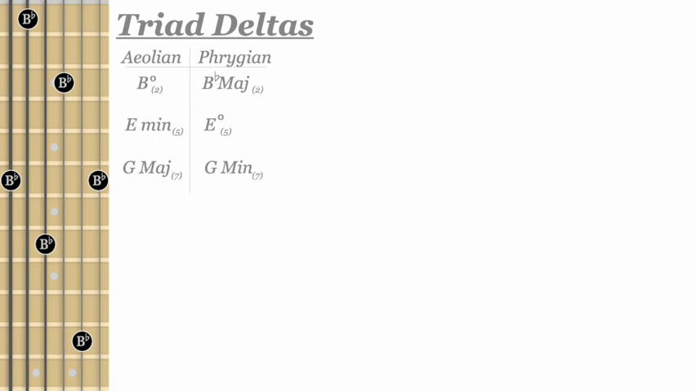And so what we're going to do now is jump in and listen to some of the sounds of the Phrygian mode. So with that, let's go ahead and start off with a 1-2-1.